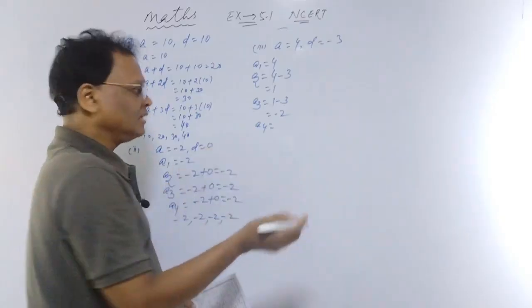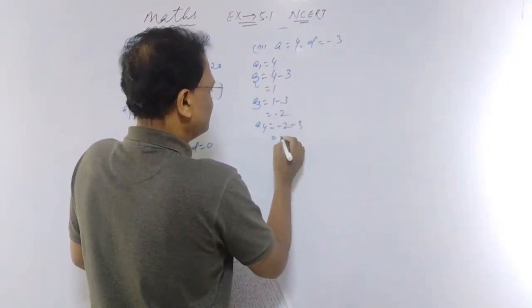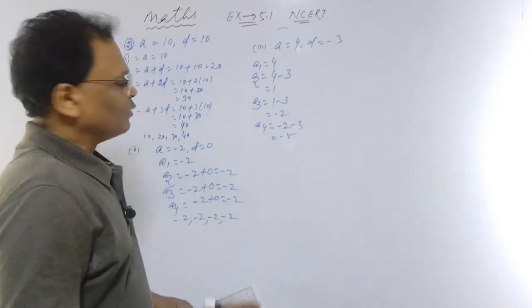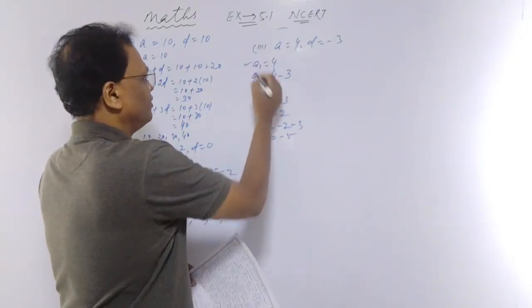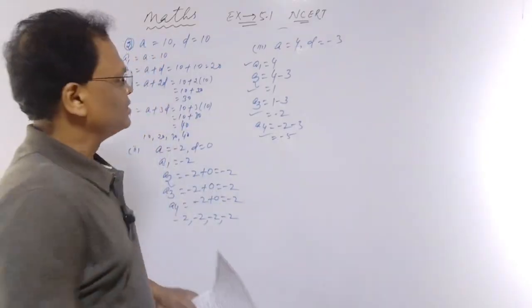A4. Third term plus D. My third term is minus 2. And D is minus 3. That is minus 5. Over. So what are the terms? 4, 1, minus 2, minus 5. These are the first four terms.